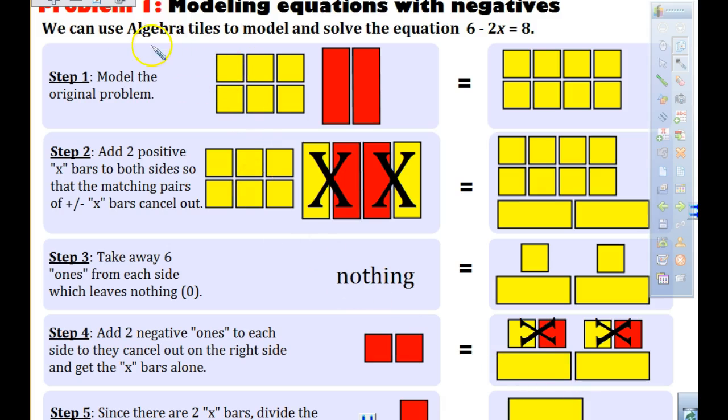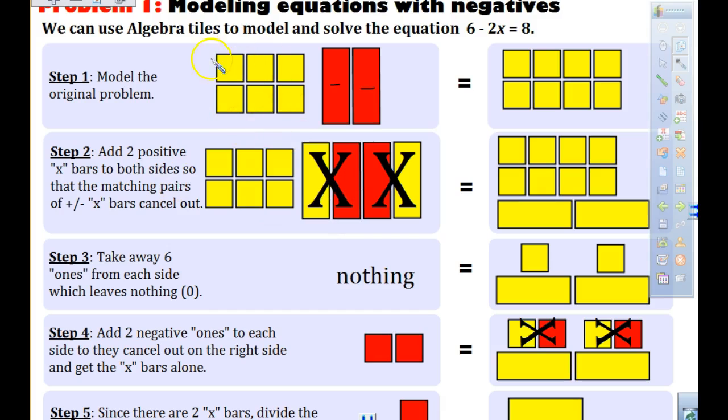So, it says you can use algebra tiles with negative exponents also. So at the top of the next page, they show this. Here's our original problem, positive 6, and this is where you would have turned over those x tiles and made them the negative ones, negative x and negative x. We still have our positive 8. It says to add 2 positive x bars to both sides.